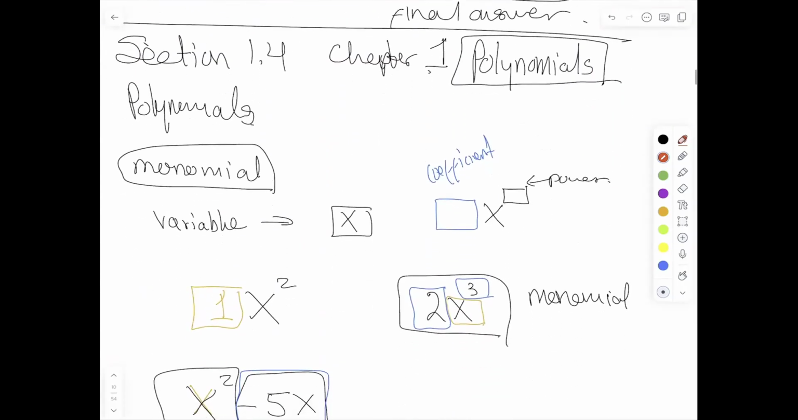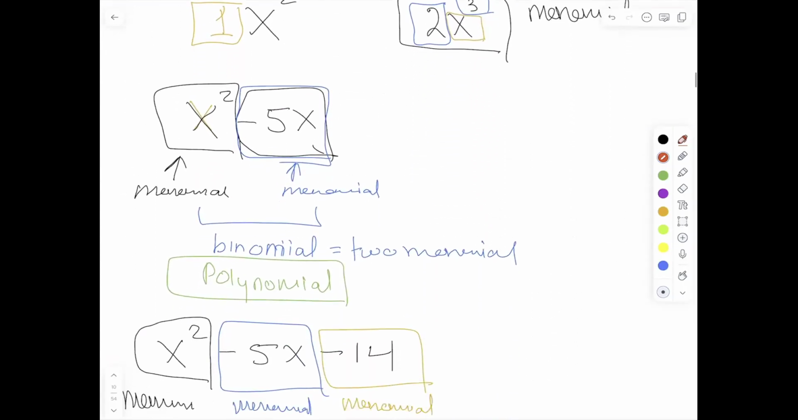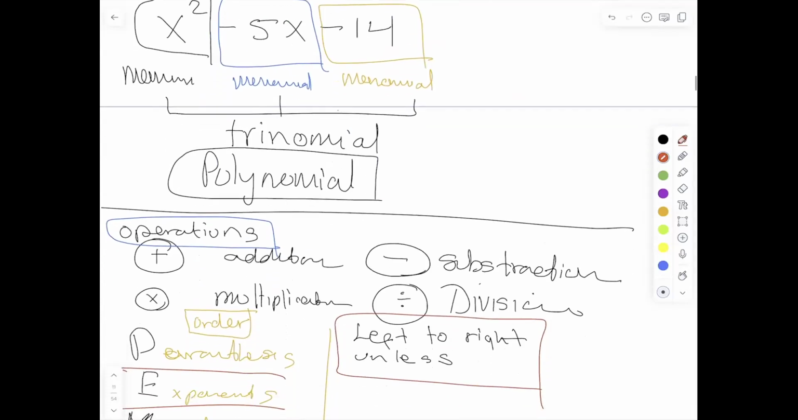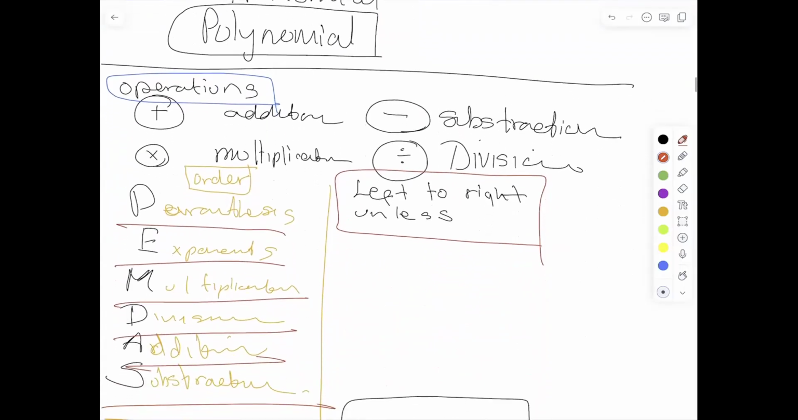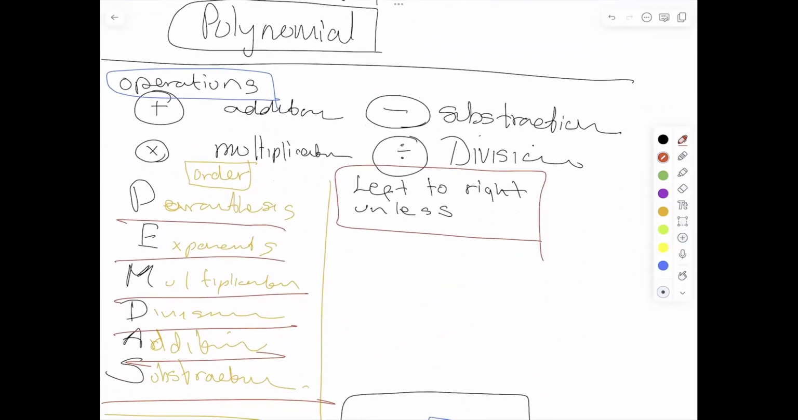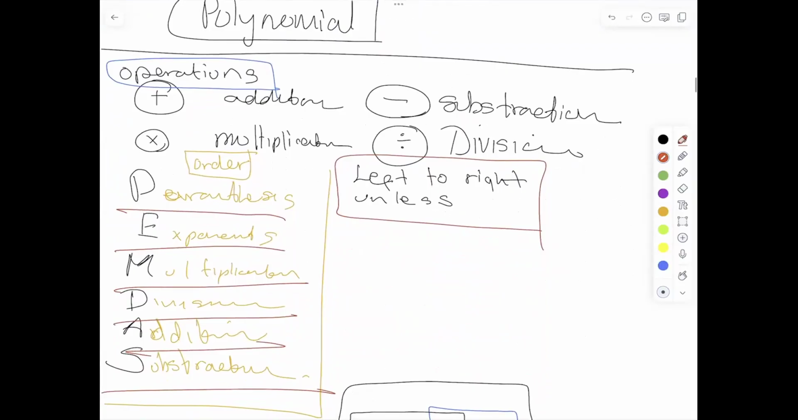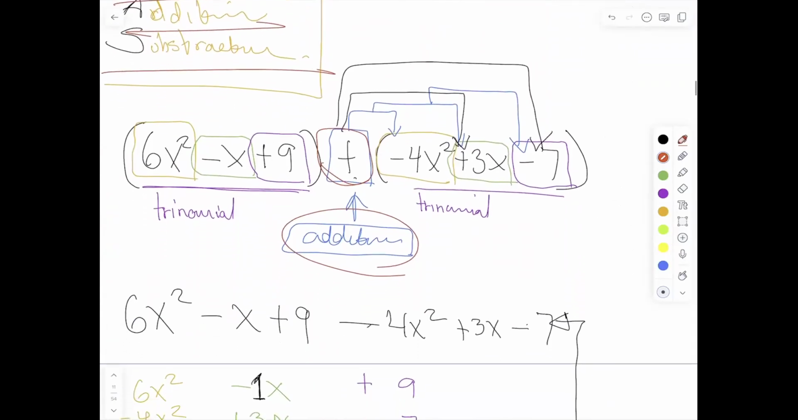So polynomials. We got monomial, binomial, trinomial, and polynomial. Polynomial means you got a binomial and a trinomial. So you got to know about that stuff. And we got a new PEMDAS: parentheses, exponents, multiplication, division, addition, and subtraction. And you do left to right, unless you're doing a parentheses, then you do that first. And why is that important?